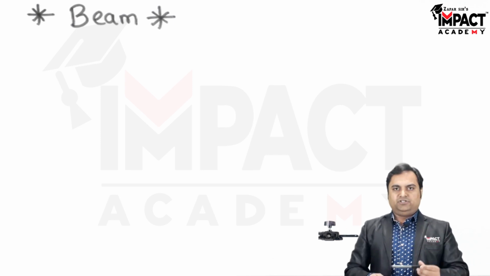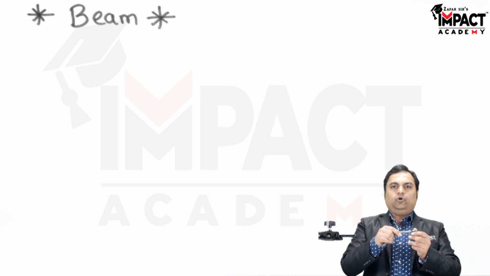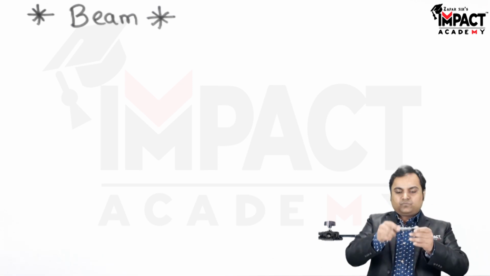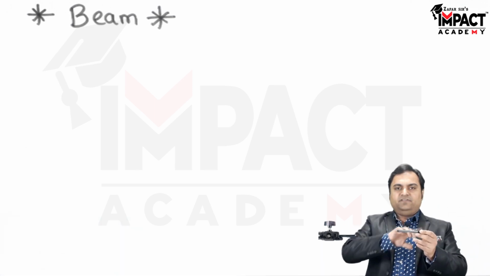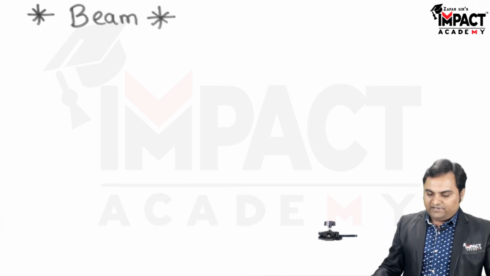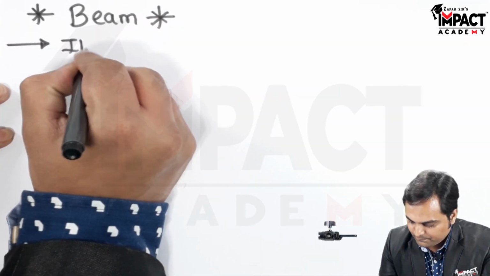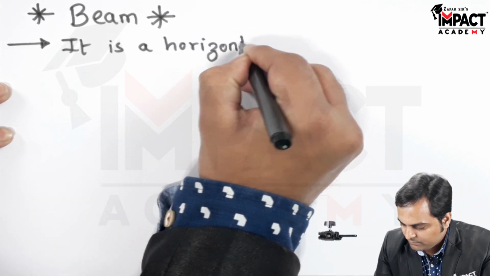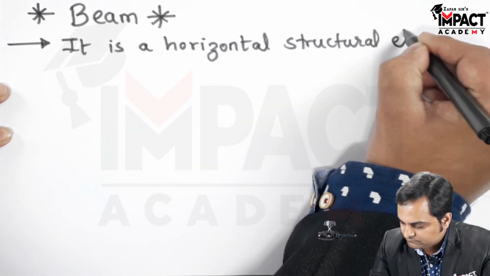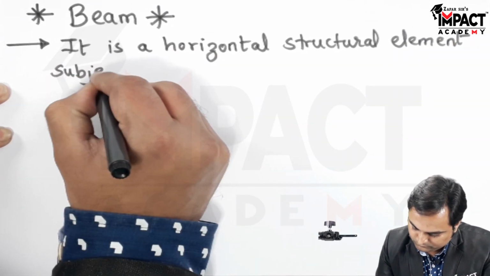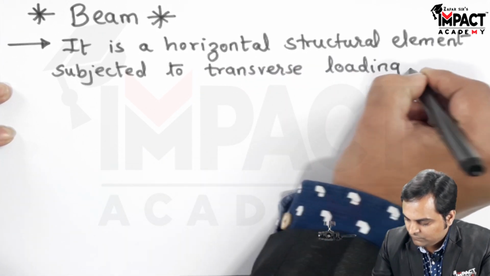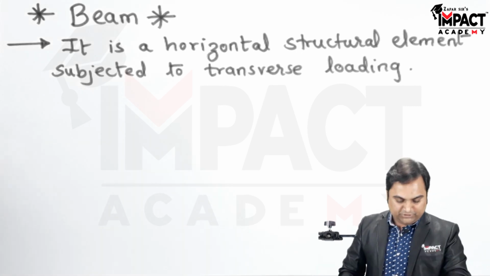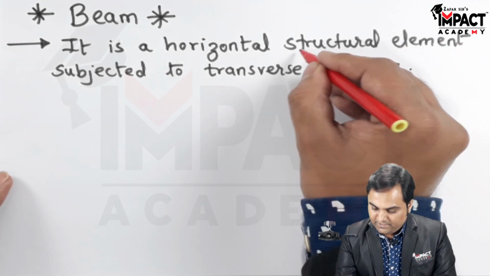So basically a horizontal structural member subjected to transverse loading is called a beam, and under the action of all the loads the beam would either shear off or it will try to bend, and the load which is acting on the beam is resisted by the supports of the beam. So I'll write here that a horizontal structural element subjected to transverse loading is called a beam.